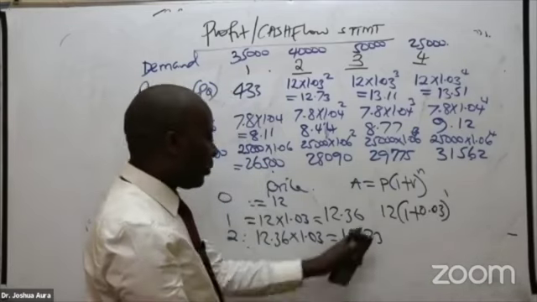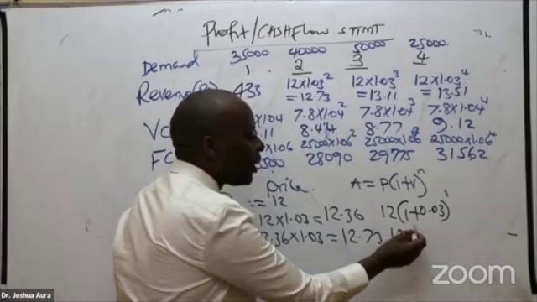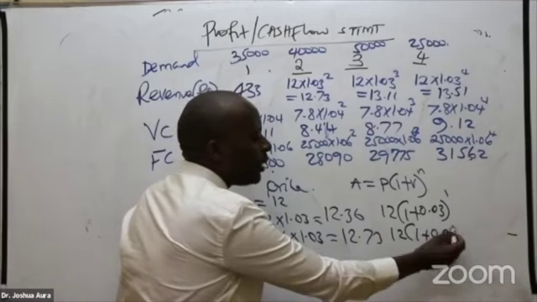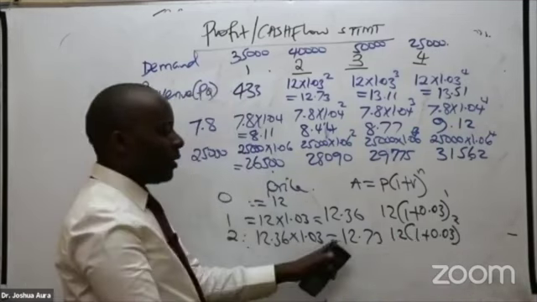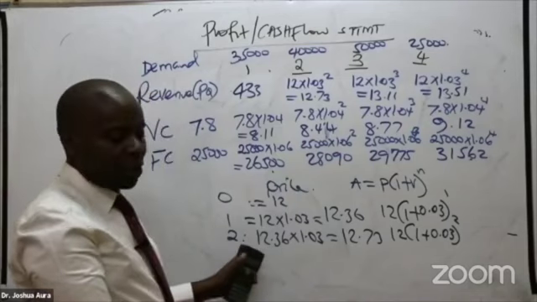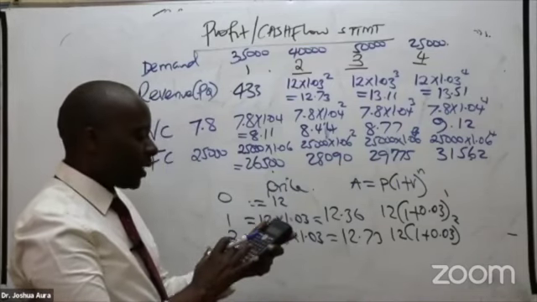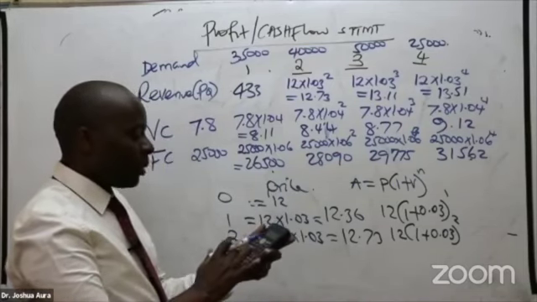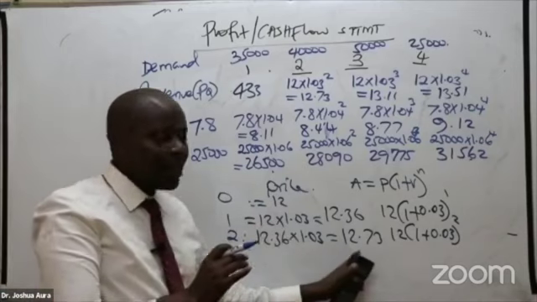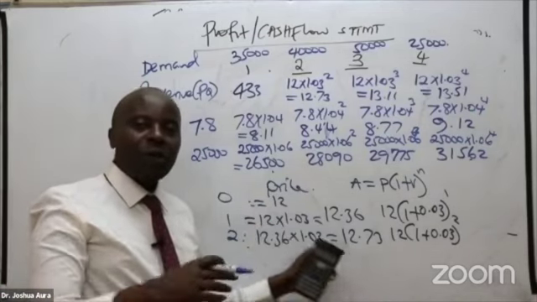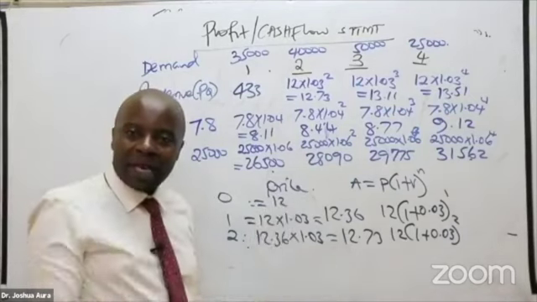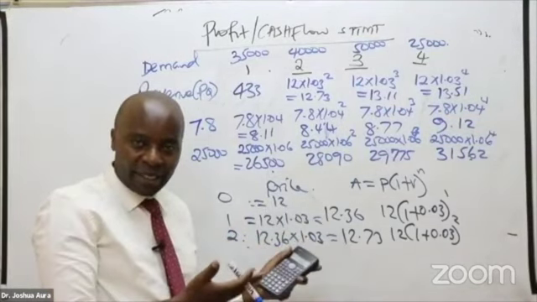I come to the second one. I maintain 12 into 1 plus 0.03, but this time around raised to power what here? Power 2, because you're talking of year 2. So this will be 12 times 1.03 raised to power 2. You will end up getting the same answer. So you can use our usual method that you normally use in class, or you take up this. So I'm giving you an option.